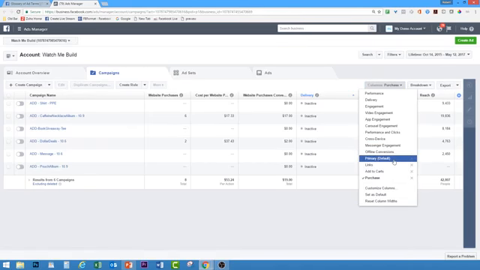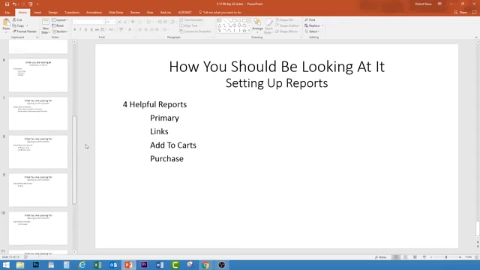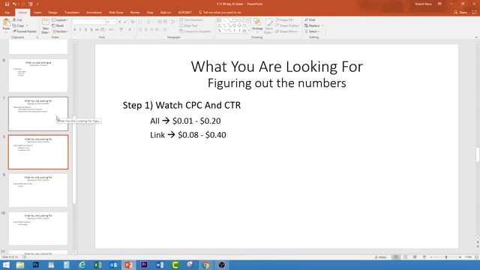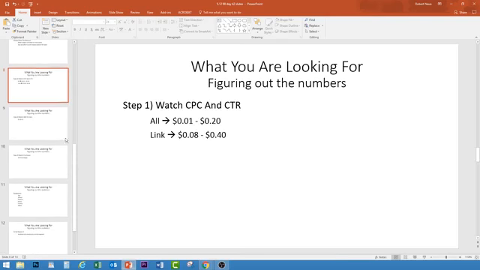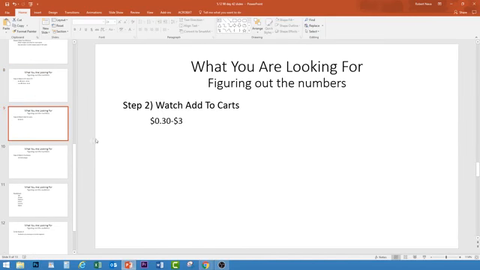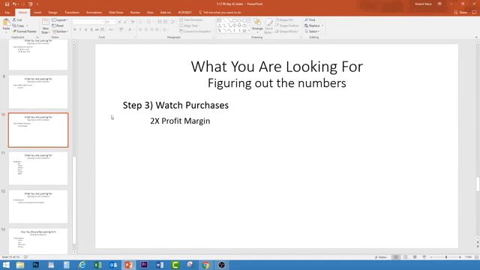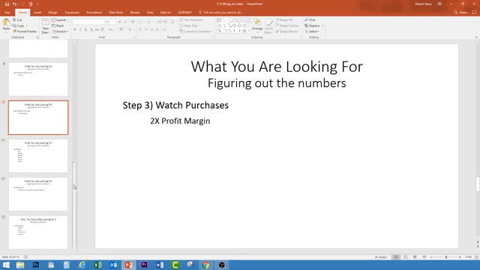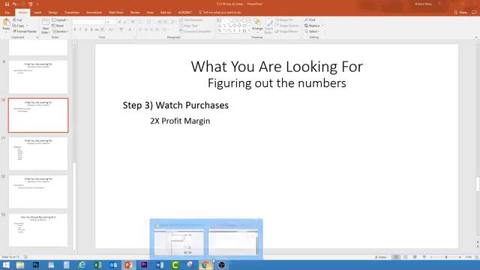Primary, which you can make your default by clicking Set as Default, and then you want your links, your Add to Carts, and your purchases, because that gives you the information that you need according to the slides that we just went over. You want to pay attention to step 1, your clicks, right? And then on step 2, your Add to Carts. And then on step 3, your sales. Okay? So now we got those set up.